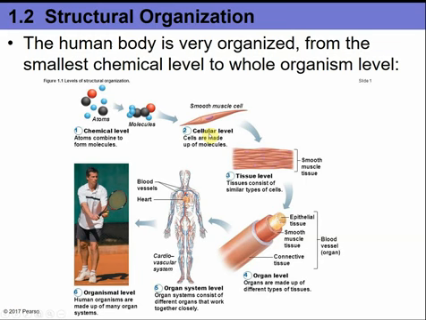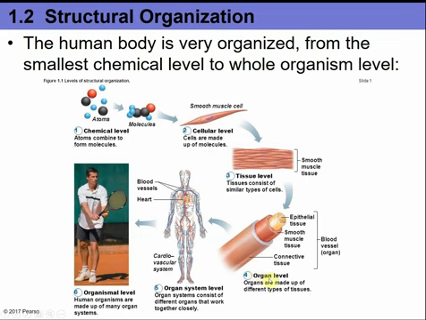Then different cells can work together to compose a tissue. Tissues are composed of different or similar types of cells with a common function, shared common function. Then we can have different tissues working together to form organs. So organs are made up of different types of tissues. So this example is a blood vessel. So we have some epithelial tissue lining the inside cavity, some smooth muscle tissue, and then some connective tissue.